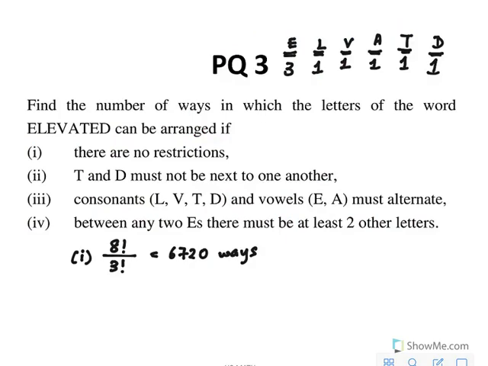Last but not least, we have question 4, part 4. Between any 2 E's, there must be at least 2 other letters. This is actually quite a tough question. We need to think about what the possible scenarios are, so we need to consider cases. We have a total of 3 E's, and between any 2 E's there are at least 2 letters.